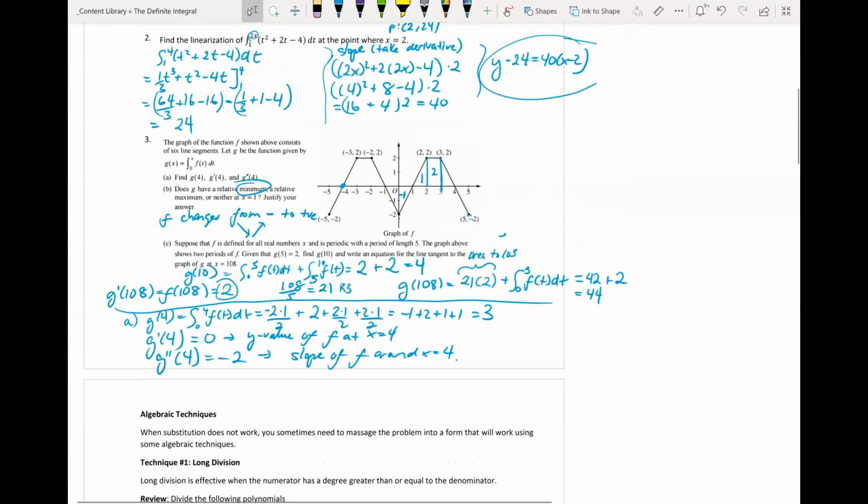I'm just running out of room here. So we're going to put this all together. This is your y value. Your x value is 108. Your slope is 2. So y minus 44 equals 2 times (x minus 108) is your final answer. Pretty long and lengthy question.